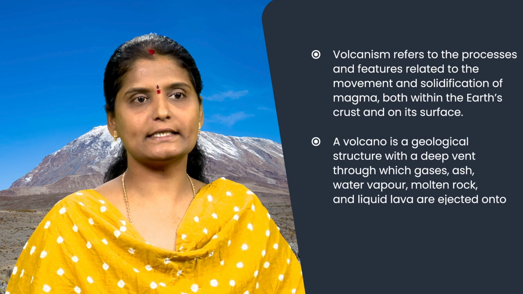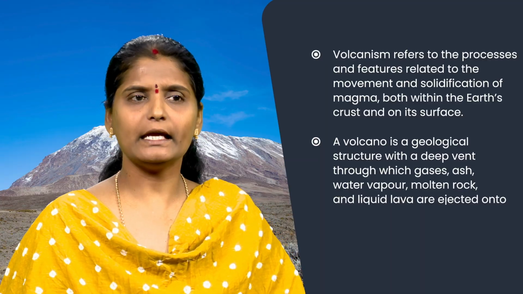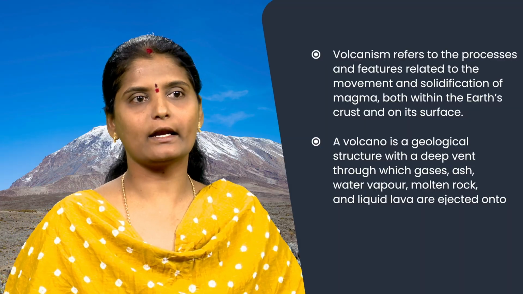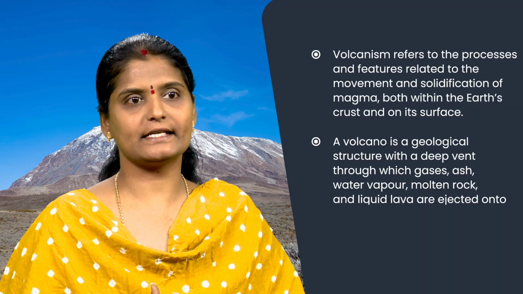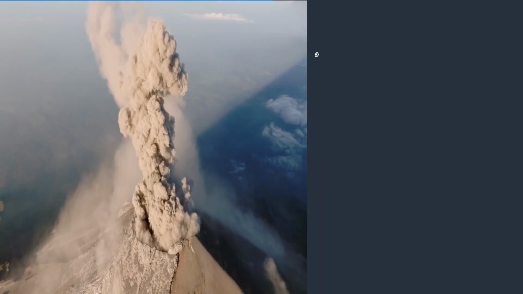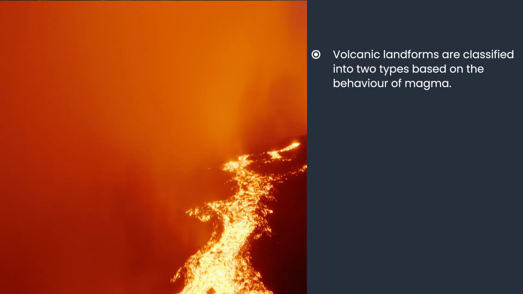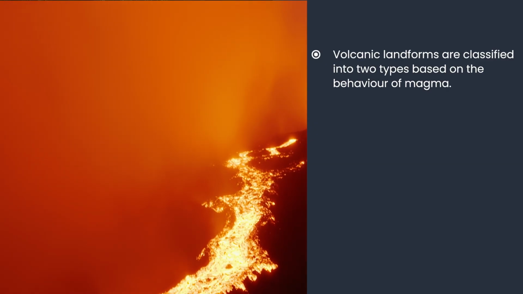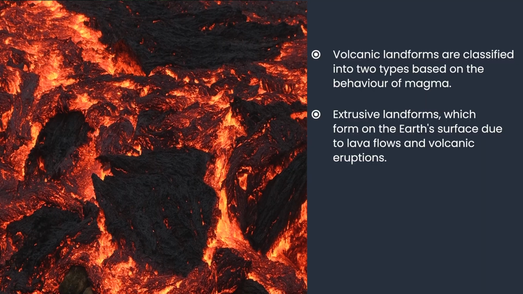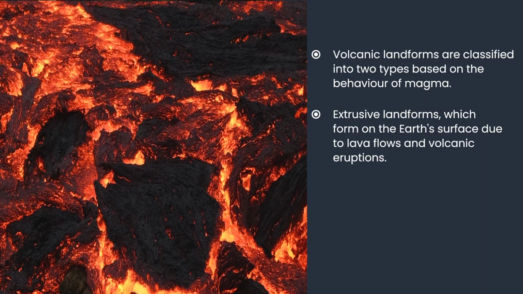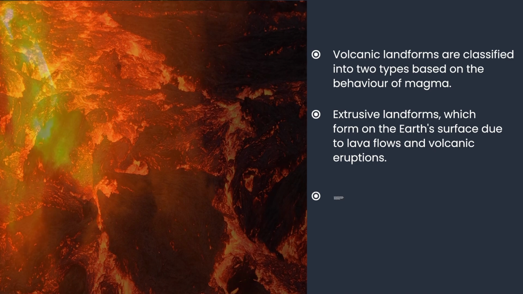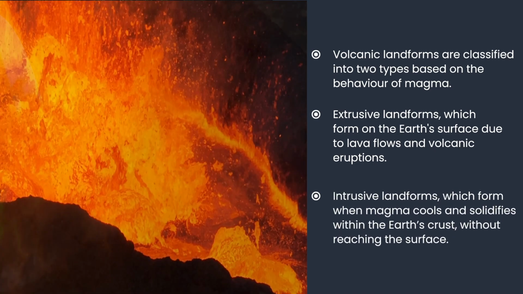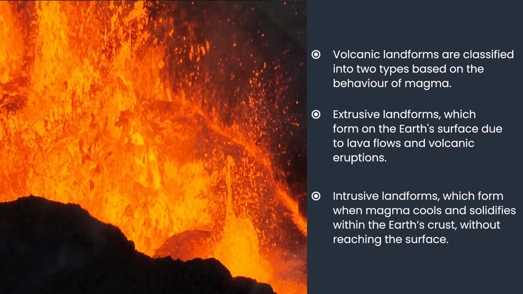A volcano is a geological structure with a deep vent through which gases, ash, water vapor, molten rock and liquid lava are ejected on the Earth's surface. Volcanic landforms are classified into two types based on the behavior of the magma. Those are extrusive landforms, which form on the Earth's surface due to lava flows and volcanic eruptions, and the next category is intrusive landforms, which form when magma cools and solidifies within the Earth's crust without reaching the surface.